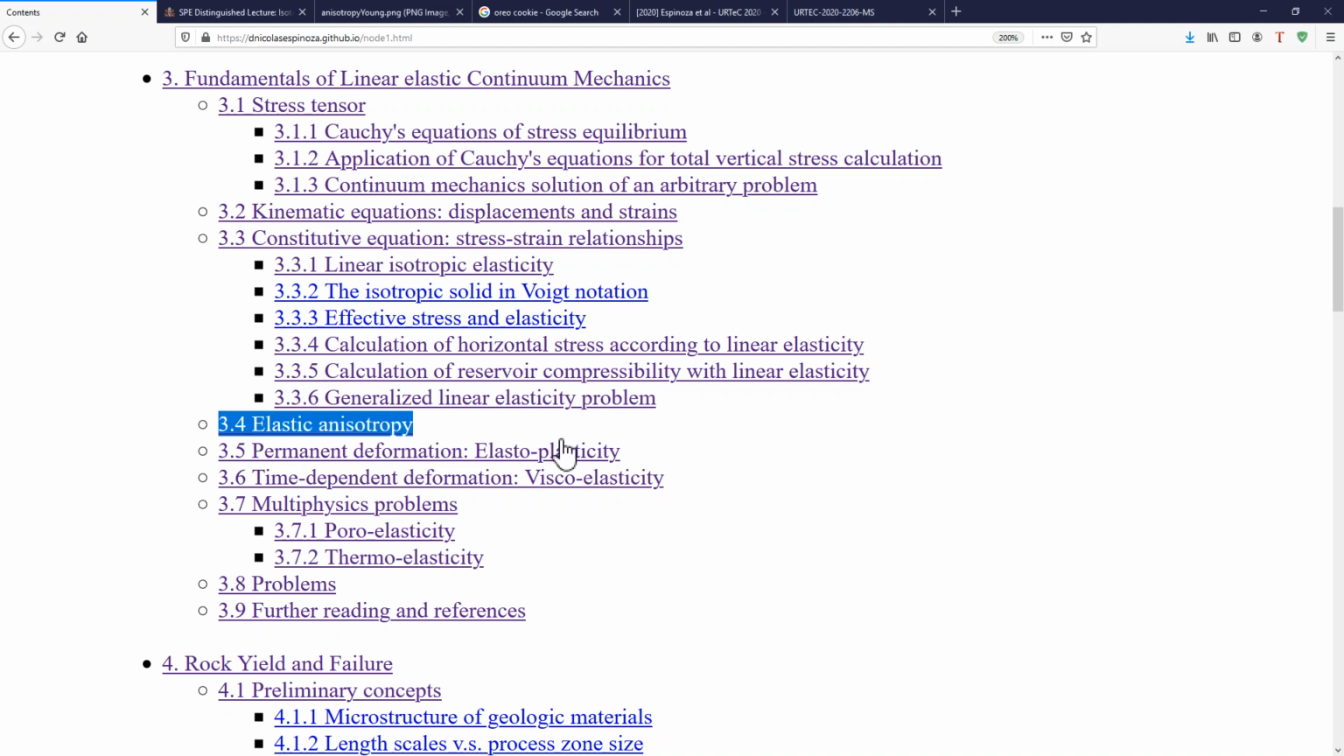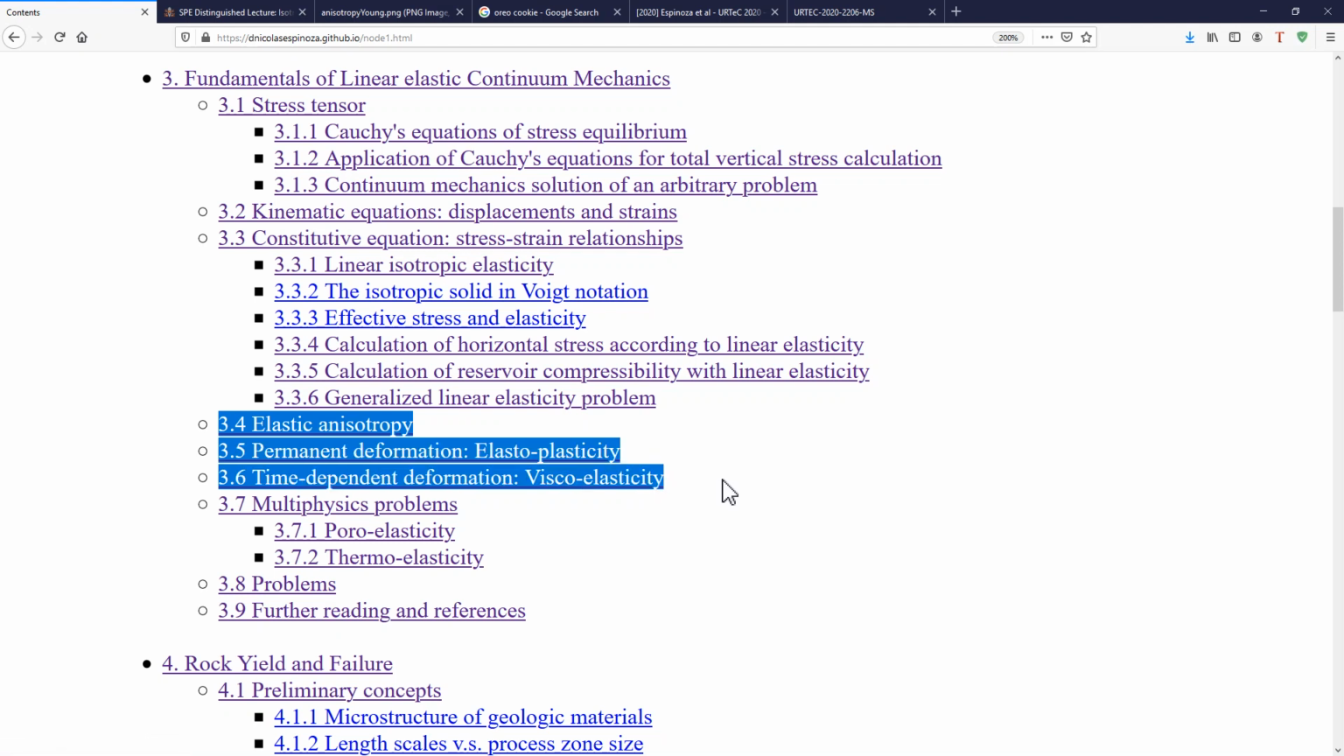However, rocks can be anisotropic, can develop plastic deformation, can also develop deformation with time, and can react also to changes in pore pressure and to changes in temperature. This is what we're going to see briefly in this video, and you should keep in mind the real rocks are not linear elastic and isotropic.